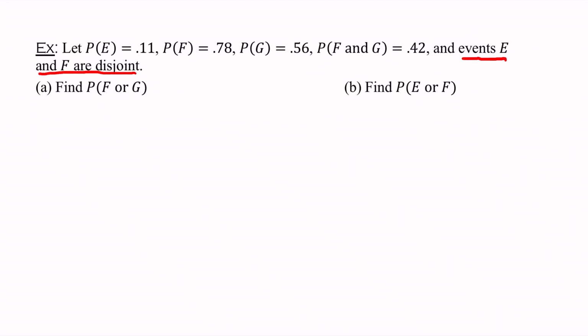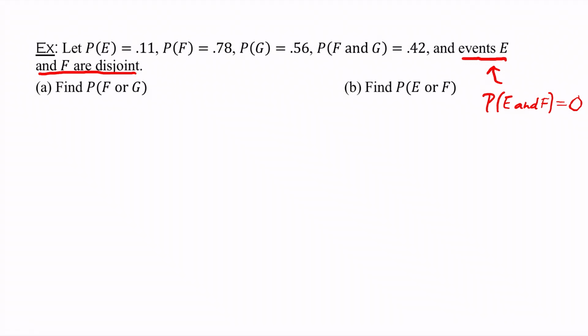What does that mean? Well, let's think of it this way. If E and F are disjoint events, then the probability that they both occur must equal 0. Okay, so remember that disjoint events cannot occur at the same time. And so these two events have a 0 probability of occurring at the same time.